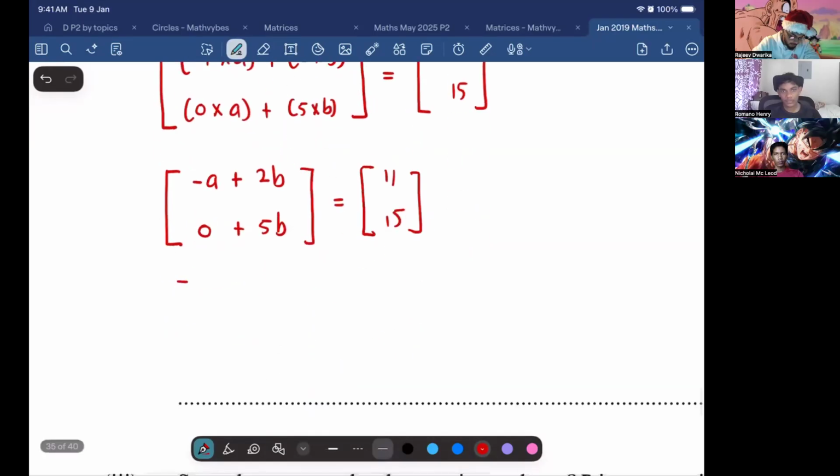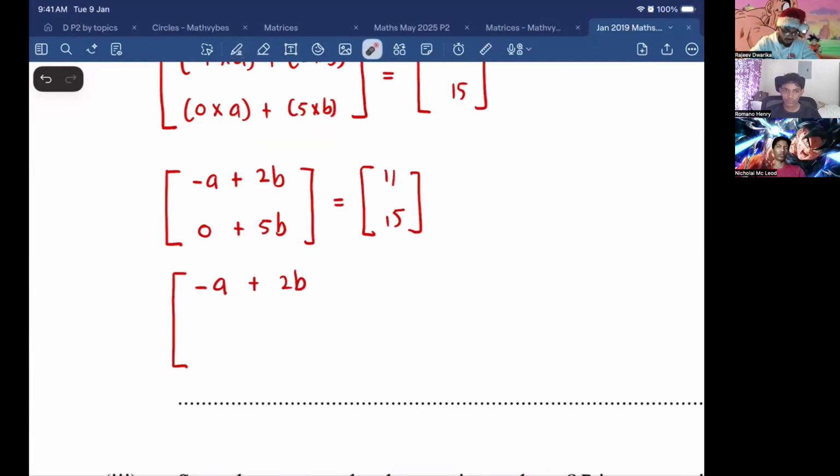Right? So let's just do some simplification real quick. Can we simplify minus a plus 2b? Are they like terms? No, sir, they're not.